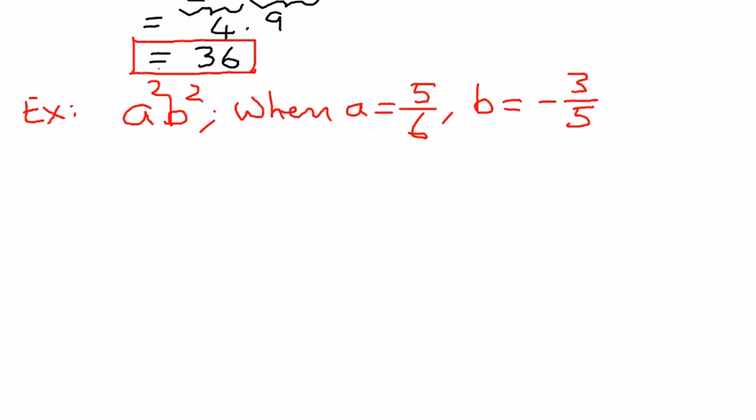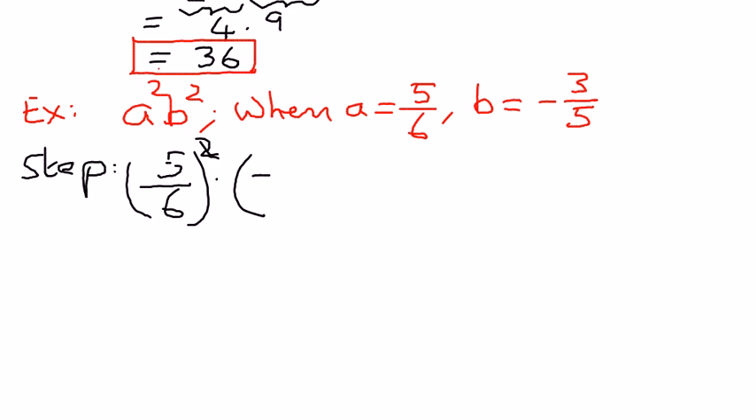In step number one, we're going to substitute the values of the variables given to us in the problem. Wherever we see a, we're going to substitute 5 over 6. Let's write that down: 5 over 6 raised to the power of 2. And then b is negative 3 over 5, that is the base term, and that is repeated 2 times. So that is how we're going to write it down. This is step number 1.